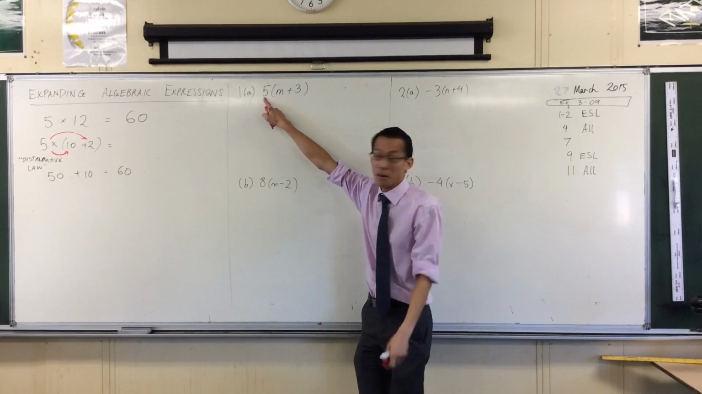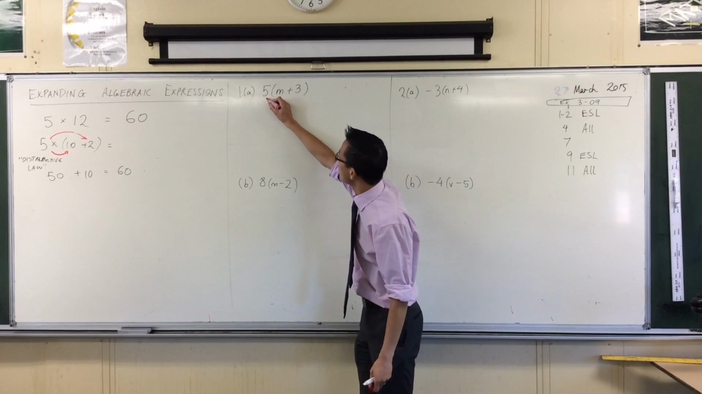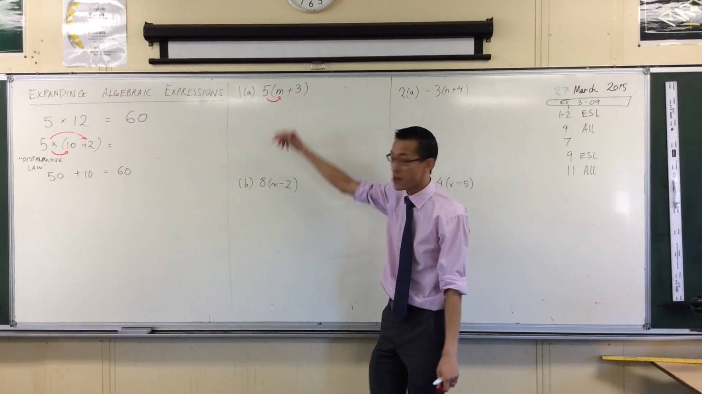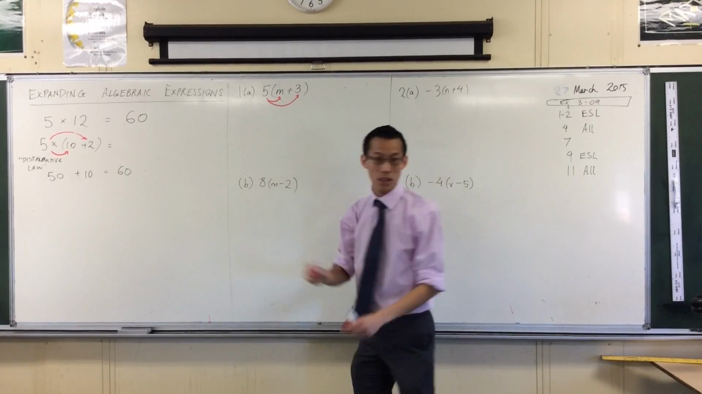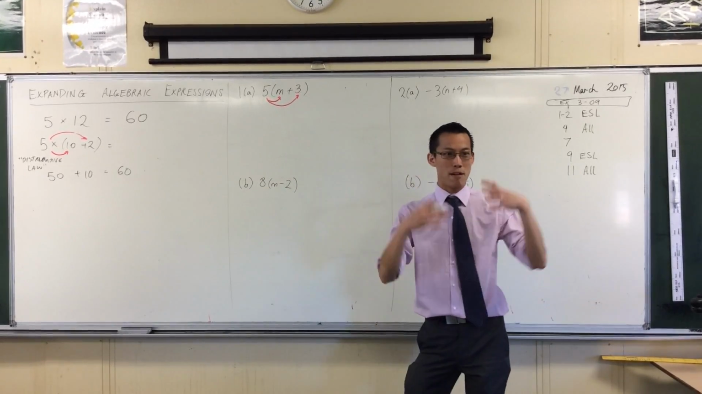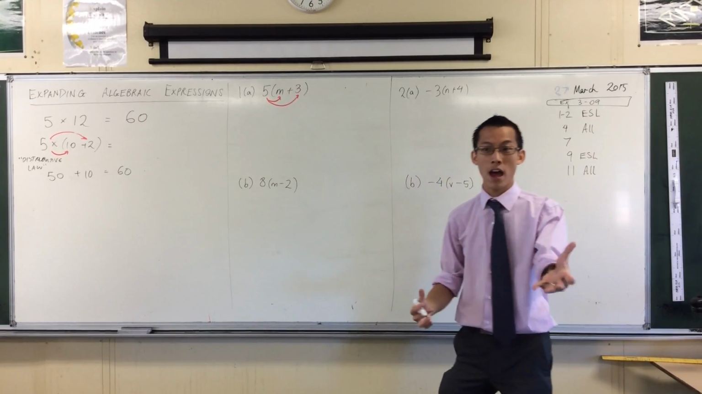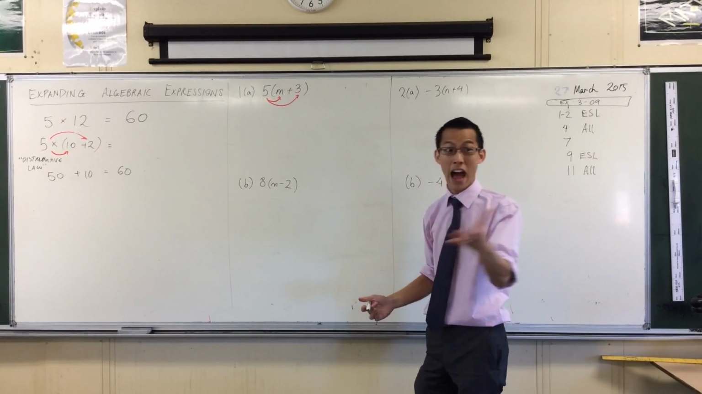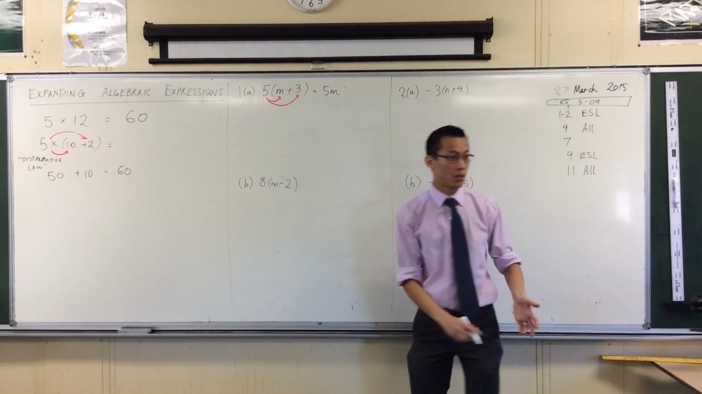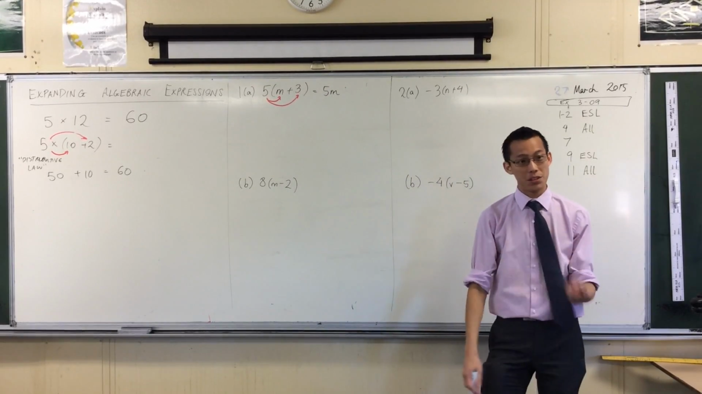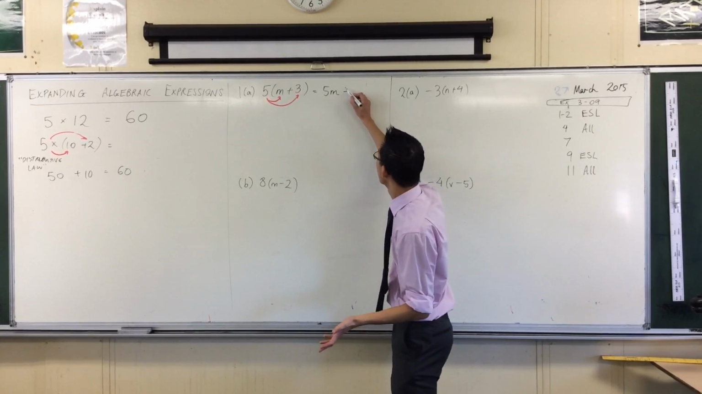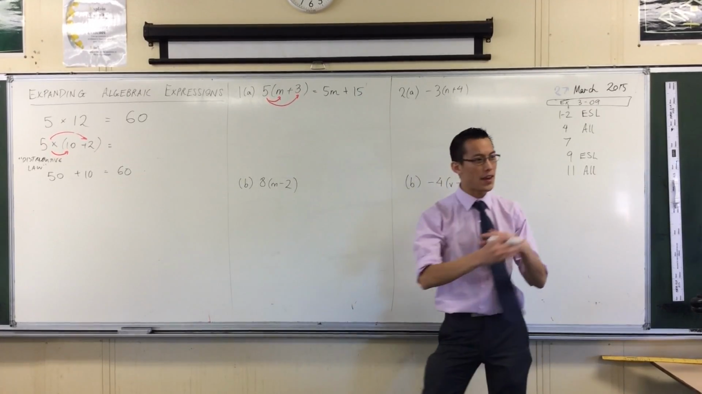Okay? Again, I've got a 5 out here, right? I'm going to distribute the 5 to everything that's inside the brackets. First, there's an M, and then there will be a 3. Okay? So, 5 times M, with my algebraic abbreviations, I would just write 5M. So there's the first distribution. With the second one, I'll go 5 by 3, which gives me 15. Perfect. And that's it. I've expanded it.